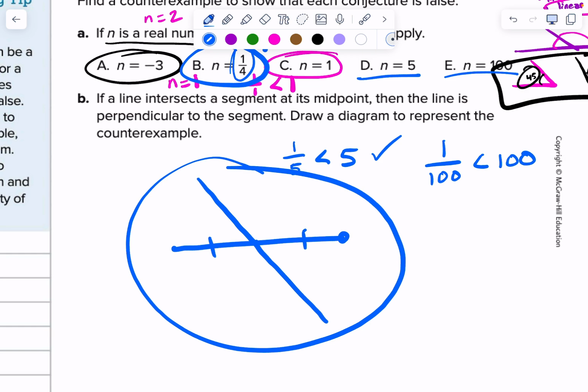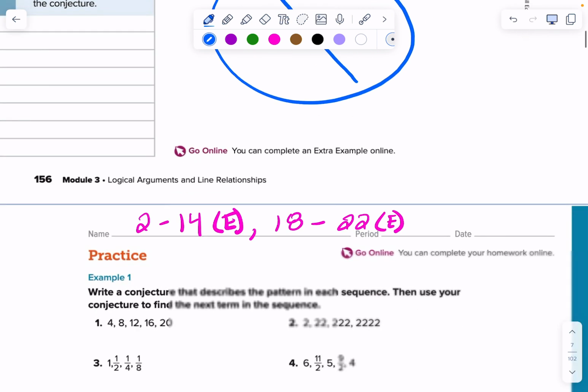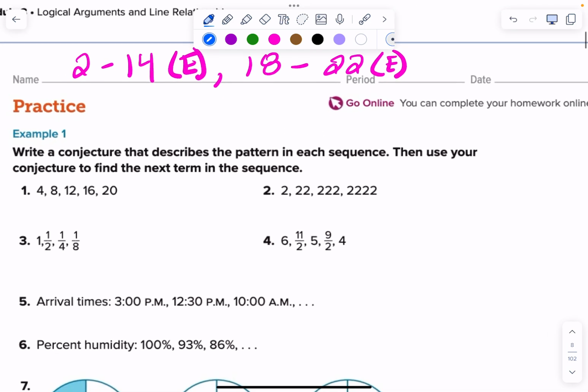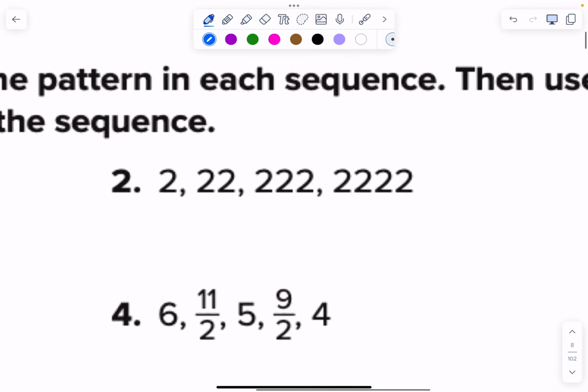Good? Do we see how this works? No. Okay. Can we do number 2? Number 2. Write a conjecture to describe the pattern in the next sequence. What's the conjecture for number 2?